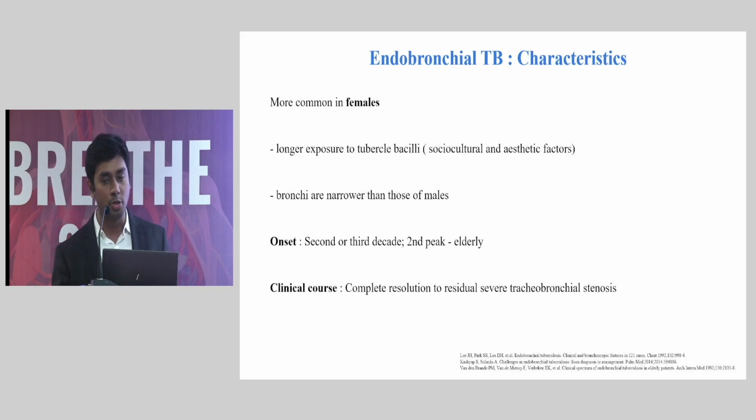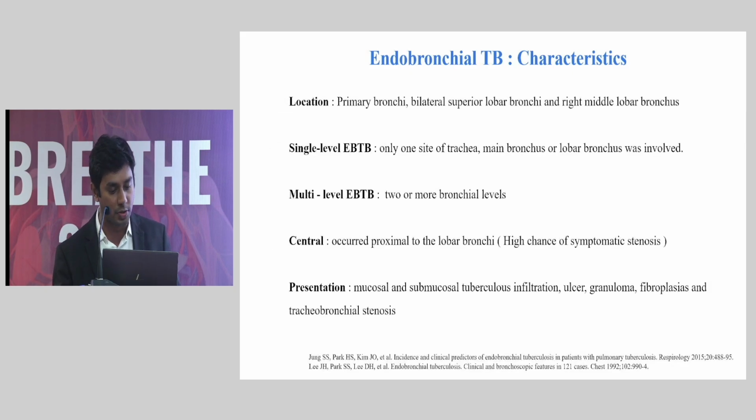When it comes to the characteristics of endobronchial TB, it predominantly occurs in females. It generally occurs in the left main bronchus because the left main bronchus is narrower and longer, and the longer the exposure to the tubercular bacilli, the more the risk of developing endobronchial TB. It generally occurs in women between the second or third decade, and the second peak occurs in the elderly population. Most endobronchial TB resolves with ATT with some amount of steroids, but a certain fraction can go on to disabling endobronchial stenosis.